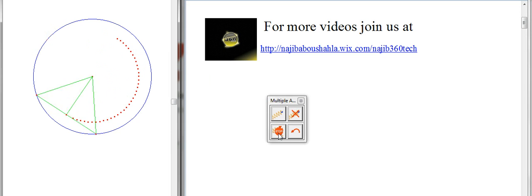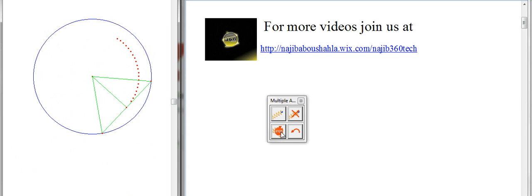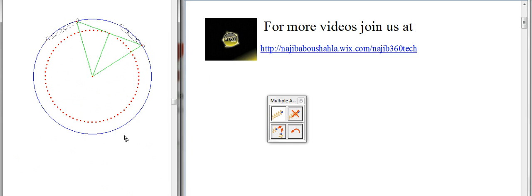Let me try that again. Can you see? It moves. It moves around a circle. It traces a circle with the center of the big circle, and a radius equal to this constant value.